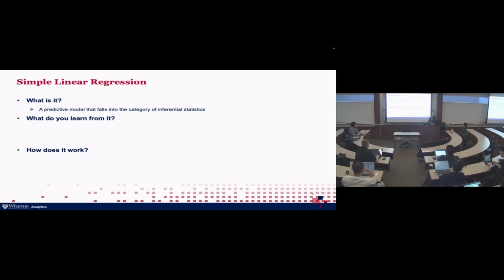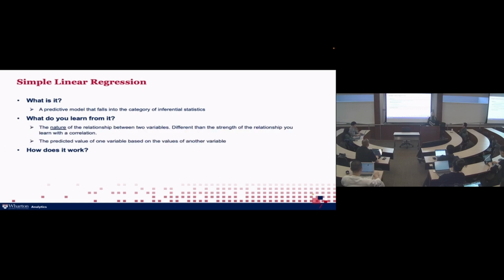A simple linear regression is a predictive model that falls into the category of inferential statistics. You learn about the nature of the relationship between two variables. So this is different than what we just went over with correlation. With correlation, we were looking at the strength of the relationship between two variables. With linear regression, we're learning about the nature of that relationship. So we learn that from the value of one variable, we can predict what another variable will be. And this is just looking at simple linear regression: one predictor, one dependent variable.